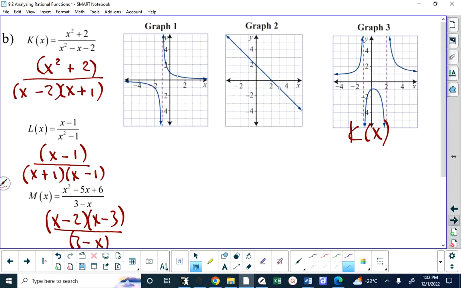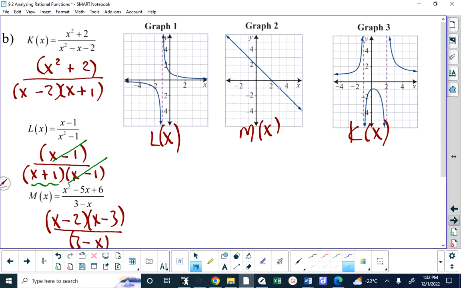Since L of x has 2 non-permissible values, but one of the factors for the non-permissible value cancels, it will have a hole at that 0 of 1. Well, there's a hole on graph 1 at x equals 1. And at x equals negative 1, which comes about from that factor, we will have a vertical asymptote, which means that this is L of x. Which means that this is m of x.